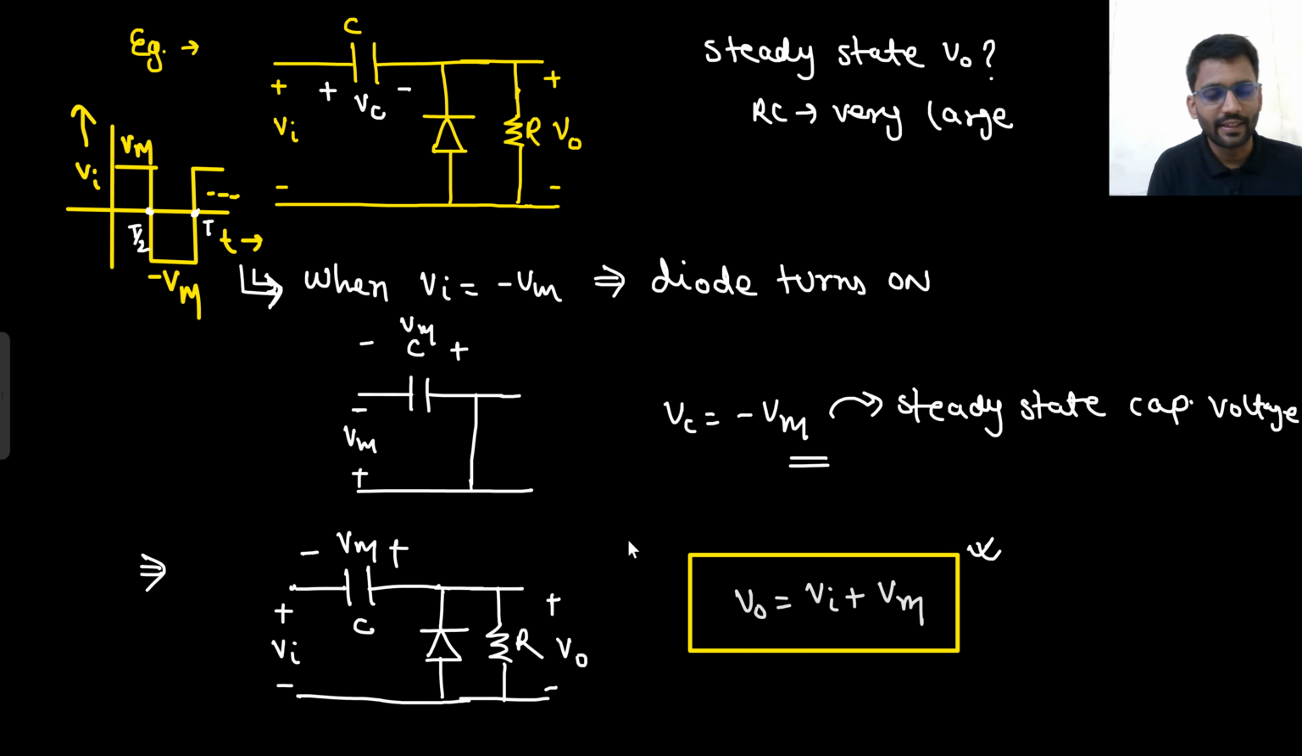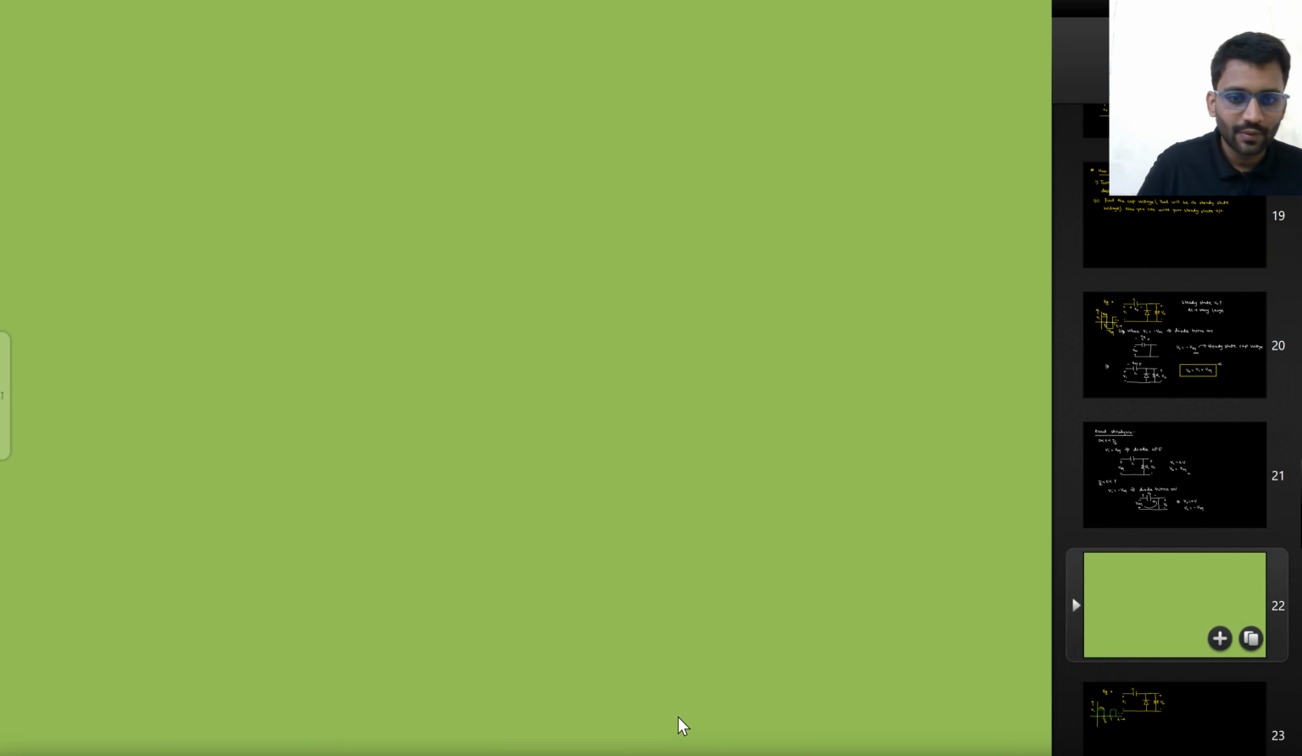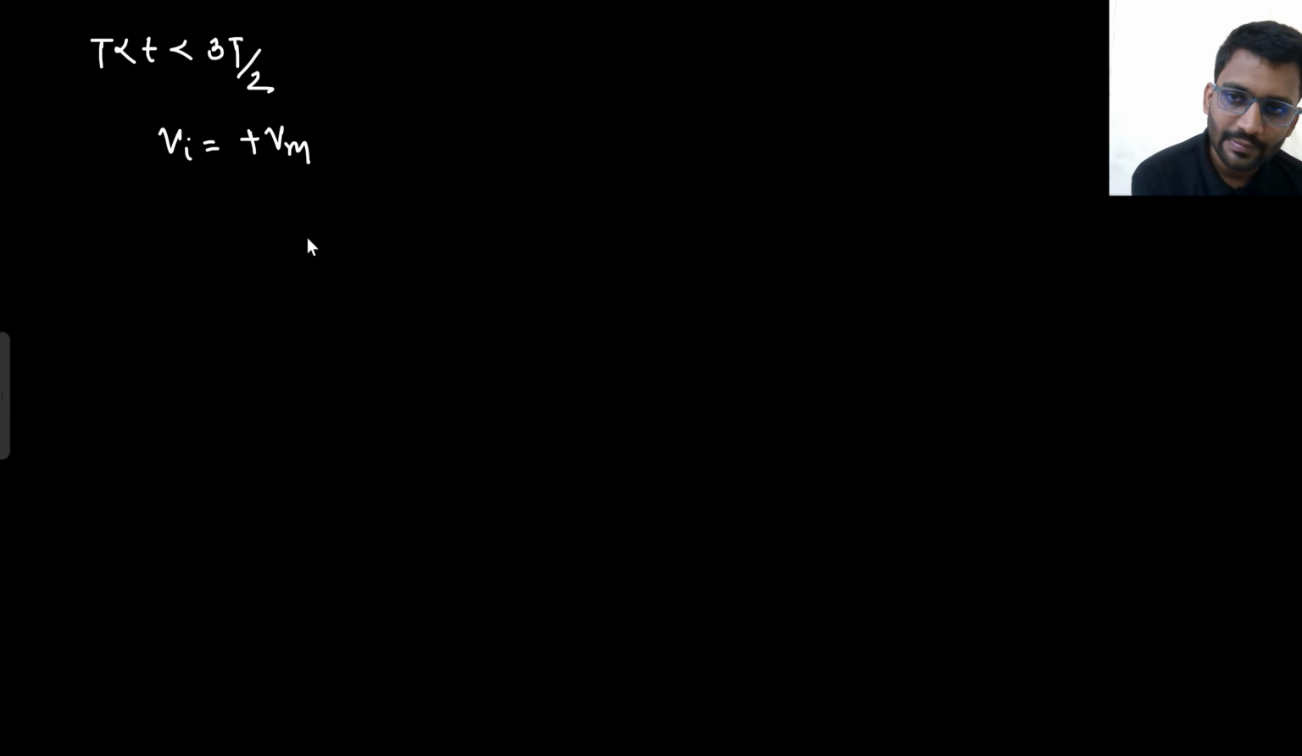Now when will the diode turn off? In the next cycle, what will happen? Plus Vm would come, right? What will happen in the next cycle, from T to 3T by 2? Applied input is plus Vm. So this is our circuit where the capacitor is charged to Vm and the diode is looking something like this, right?